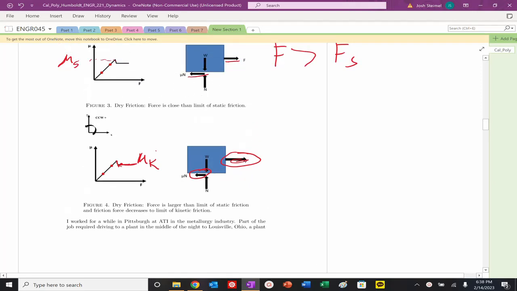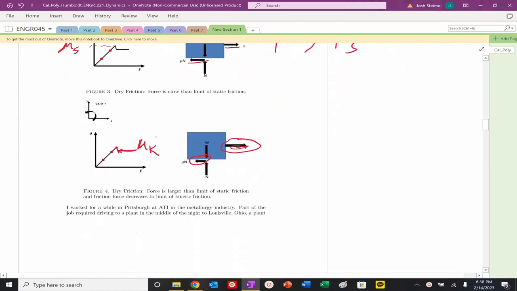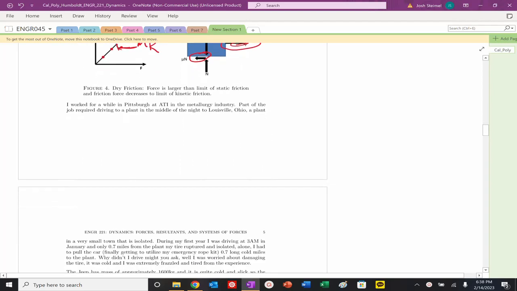And we are back, and we are going to get into one of the problems that we're going to talk about today, which is the tire blowout 0.7 miles from the ATI plant in Louisville, Ohio. When I was working in industry, I was in Pittsburgh, and I would drive to one of our production plants in Louisville, Ohio, to work on improving process development and running a couple of experiments.